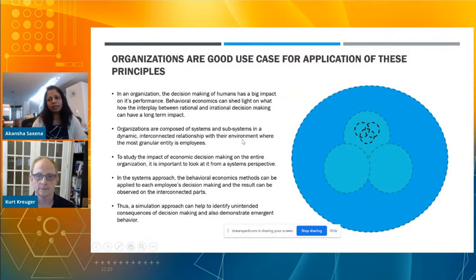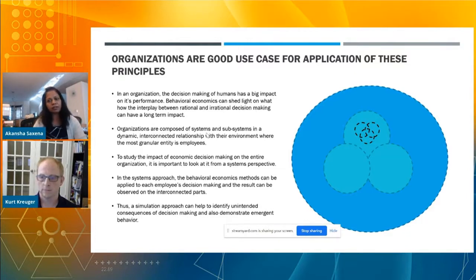Our use case is organizations, which we considered a good use case for applications of behavioral economics theories, because an organization is made of people, and the decisions of people impact the performance of the organization. It is an interplay between rational and irrational decision making that creates either a short-term or a long-term impact. But in reality, the organization is also composed of systems and subsystems, so it is essentially a systems problem.